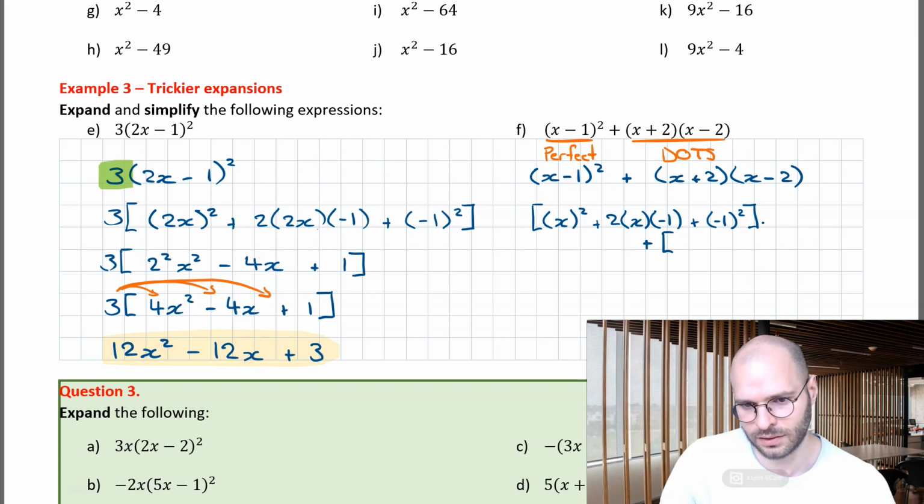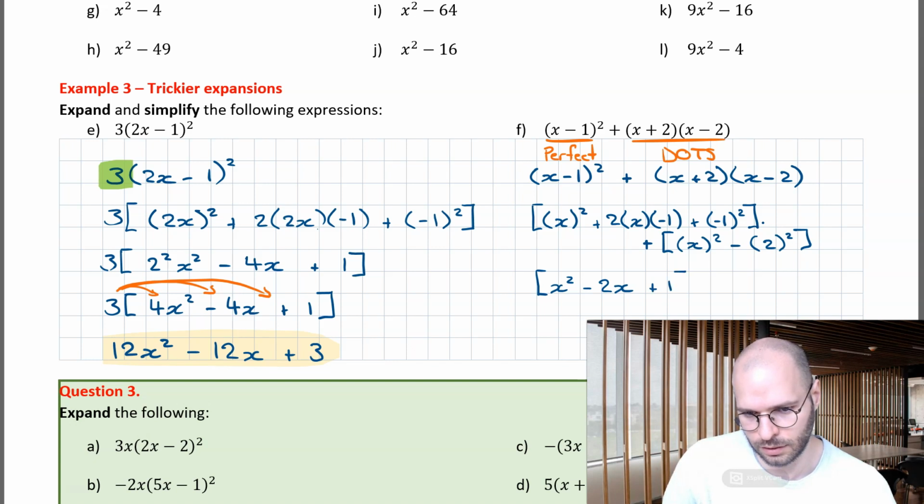Next, we have our dots. I'll do that in brackets. The dots is going to be a squared, which is just the x, take, and then we've got the b squared, which is 2. So that's 2 squared. Actually carrying out the multiplication now. X squared, 2 1s are 2, and 1's negative, so it's minus 2x. Minus 1 squared is positive 1. That's our perfect. Next are dots. X squared minus 4.